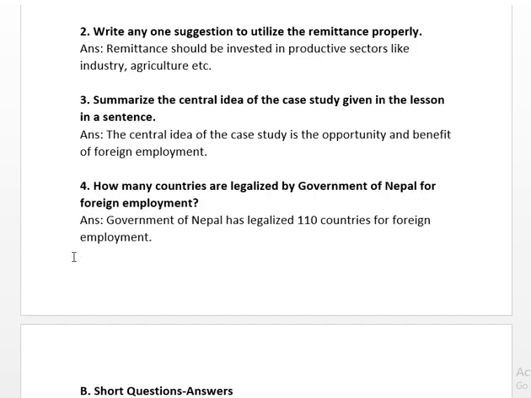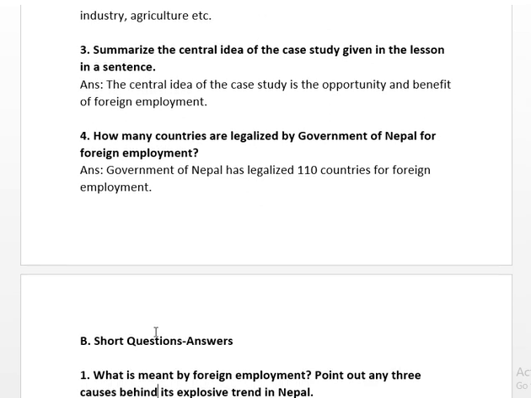Question number 3 is summarize the central idea of the case study given in the lesson in a sentence. So in the book, there is a case study about foreign employment, and this is the summary of that case study. Question number 4, how many countries are legalized by the government of Nepal for foreign employment? The answer is 110 countries.